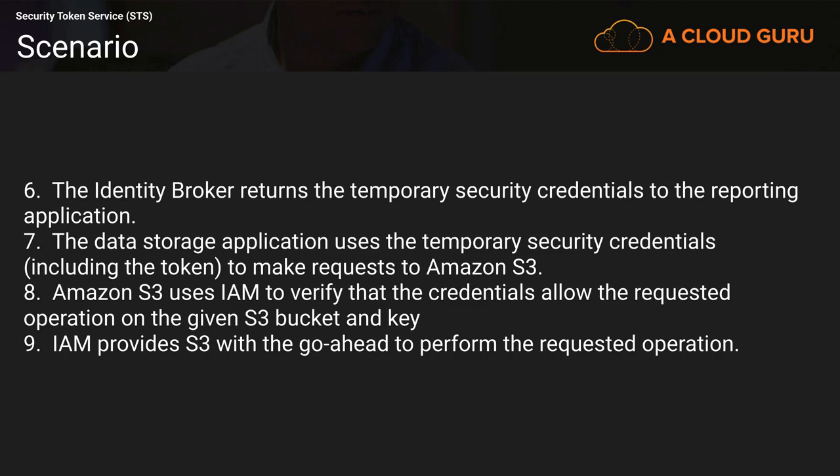The identity broker then returns the temporary security credentials to the reporting application, so this is to our custom web application. The data storage application then uses those temporary security credentials, including the token, to make a request to S3, and then S3 uses IAM to verify the credentials and to allow the requested operation on the given S3 bucket, and then IAM provides S3 with a go-ahead to perform the requested operation.